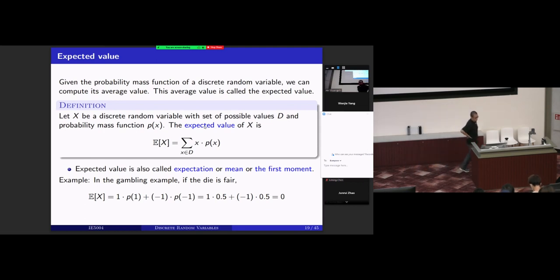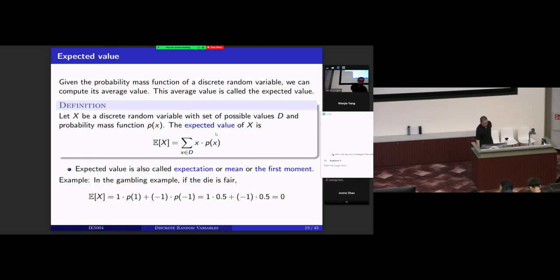So you repeat a random experiment many, many times, and each time a random variable will take a value, and you take the average. So this average is called sample mean. And as the number of experiments goes large, the sample mean will converge to a number. So this number is deterministic. It can be fully determined by the distribution according to this formula.